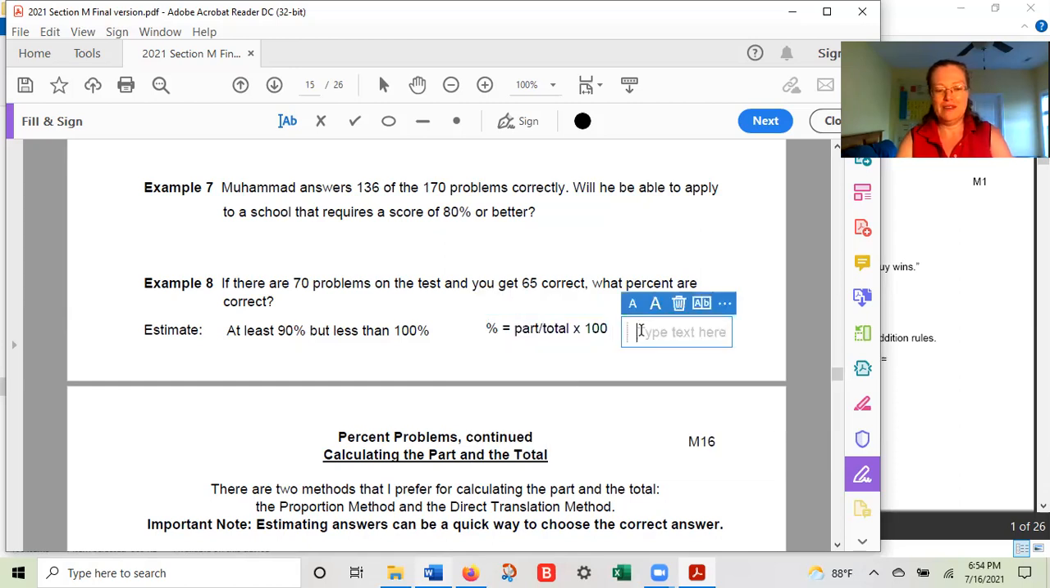So what do you get? 65 divided by 70 times 100. That ended up being 92.9%. So it's at least 90, but not 100. So that looks like a really good answer.